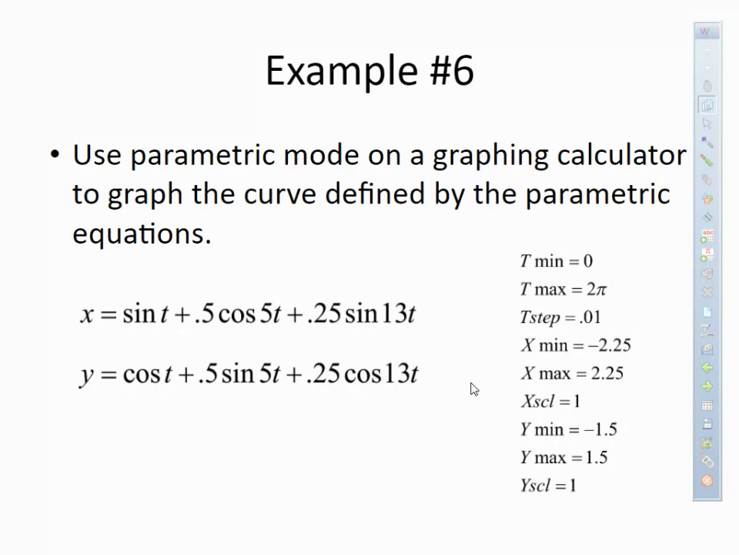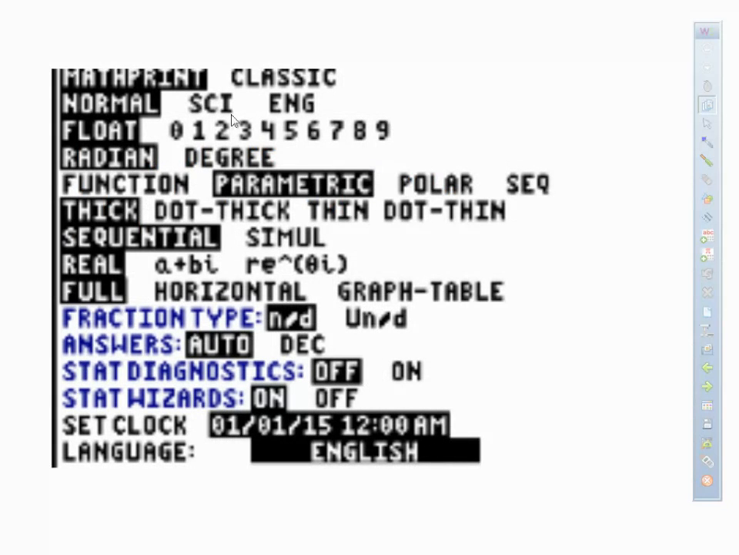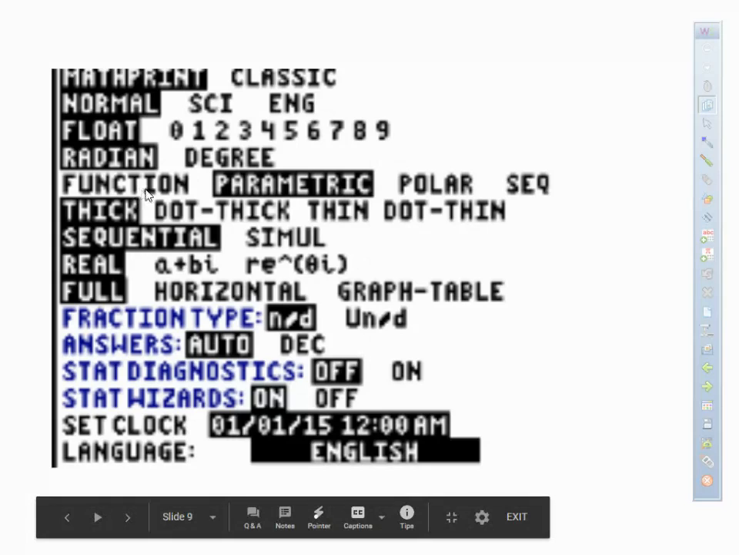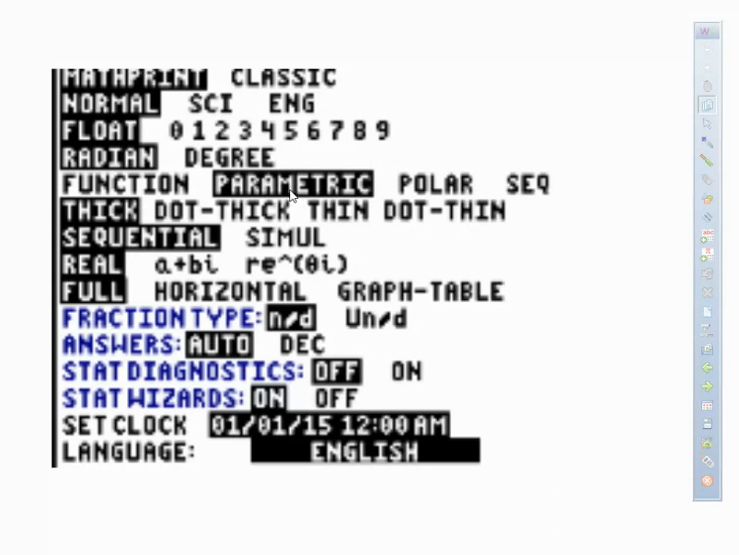So you've got to change your calculator to parametric mode. So I'm going to click through here and show you. So when you go to mode, you want to change from function to parametric. That's the only thing you have to change on that screen. And once you change it, it's going to stay there. So if you ever need to go do something in regular function mode, you have to go back into your modes and change it back to function.